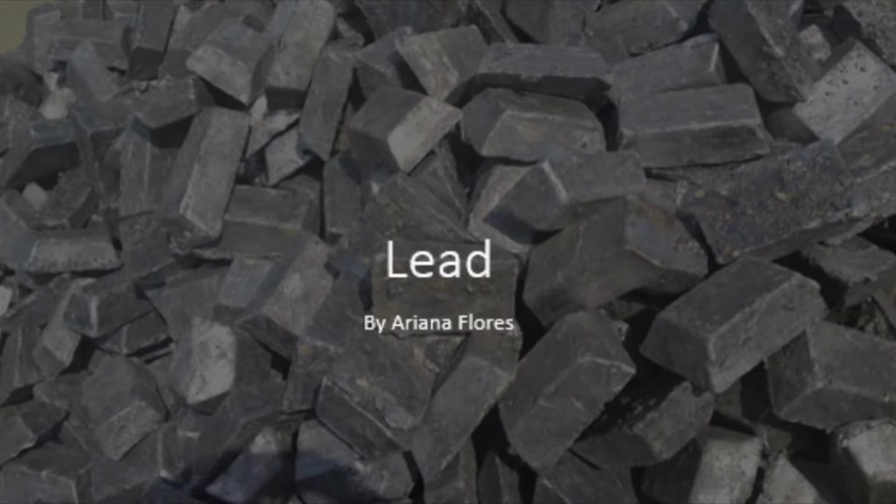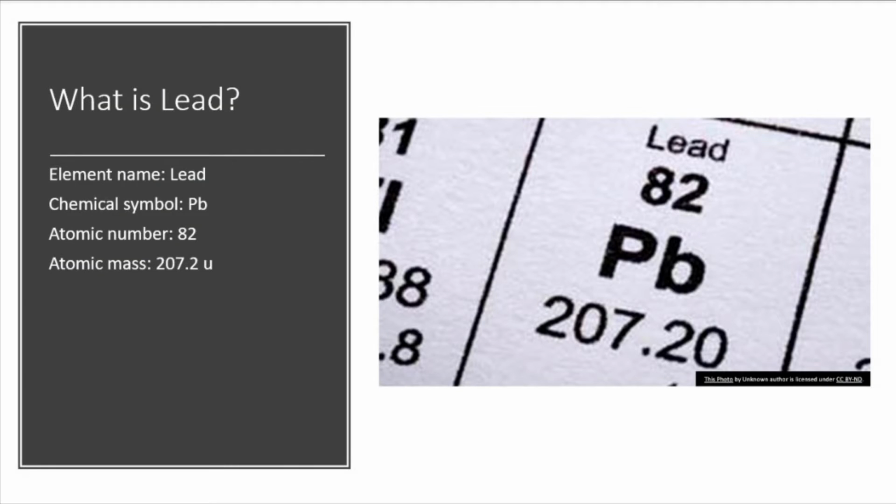Lead by Ariana Flores. What is lead? Lead's element name is lead. Lead's chemical symbol is Pb. Lead's atomic number is 82, and lead's atomic mass is 207.2 units.